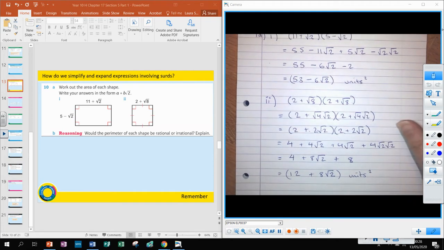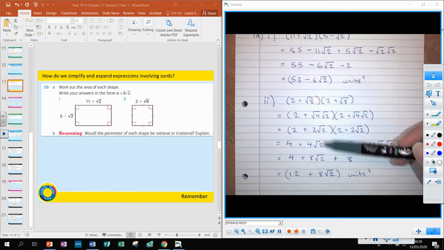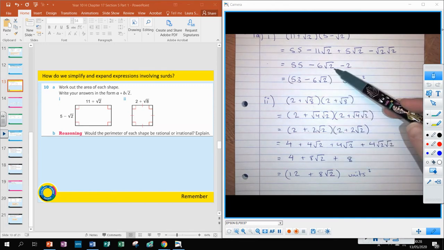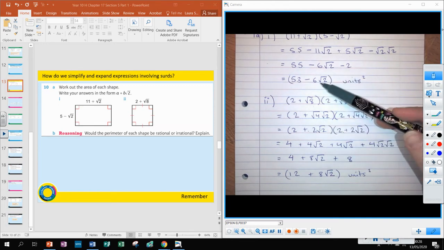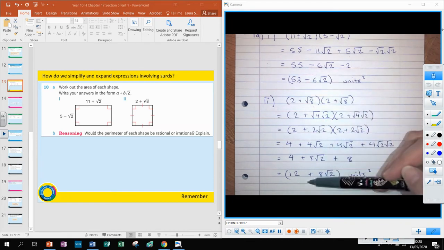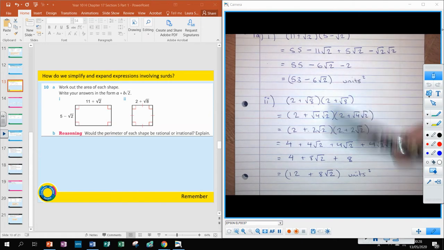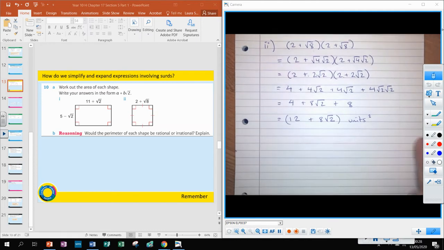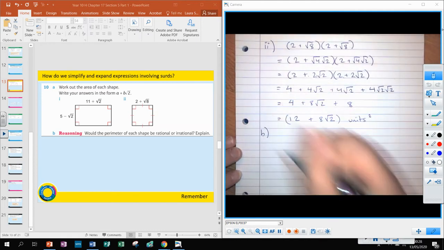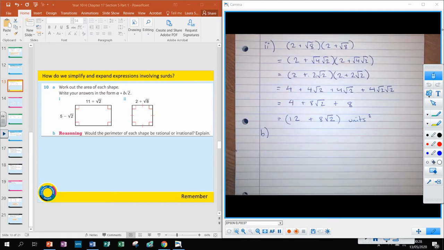Okay. In both of these cases, the areas would be irrational, and that's because of these surds. Once we add or take them away from these normal numbers, that turns them into irrational numbers. And I'm just mentioning that because that should help us with part B a little bit, just in terms of the concept. Part B says, would the perimeter of each shape be rational or irrational? Explain. Well, I think it might depend on the shape.